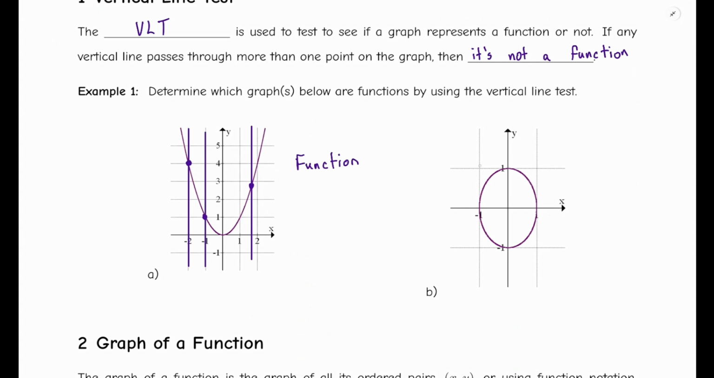Now for B, if I draw a vertical line right here, technically we only cross it once. But this is where the key word is "any". Because for example, if I draw a vertical line here, it now crosses twice. So this is not a function.